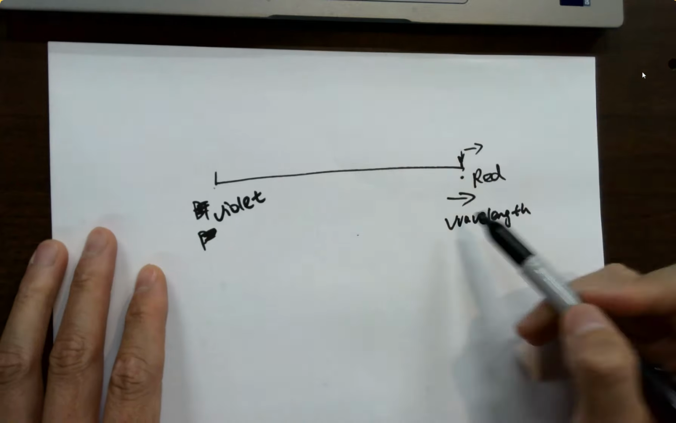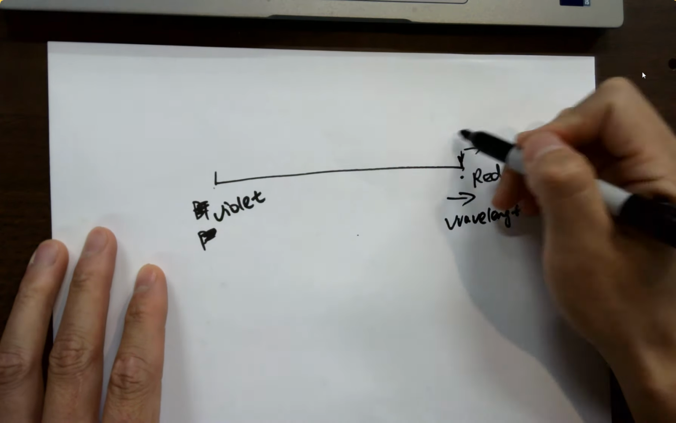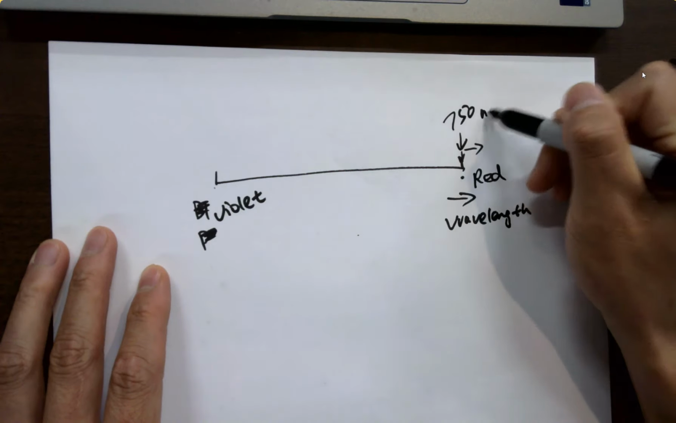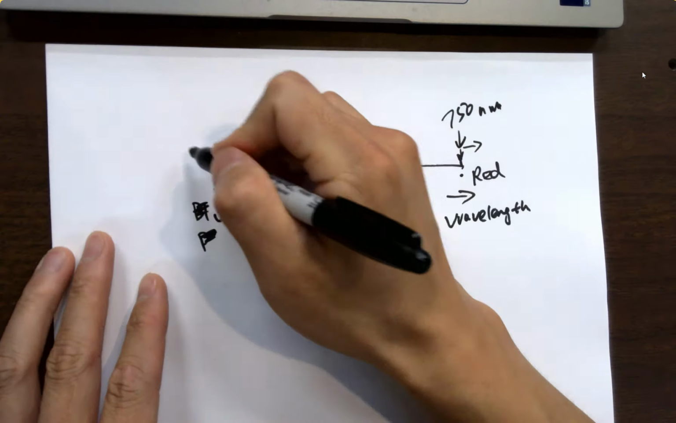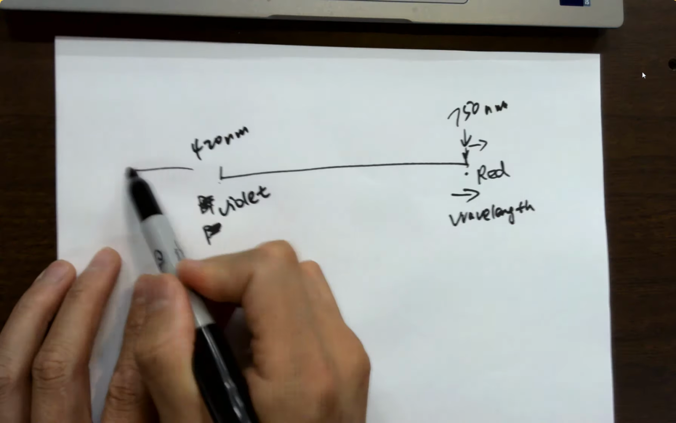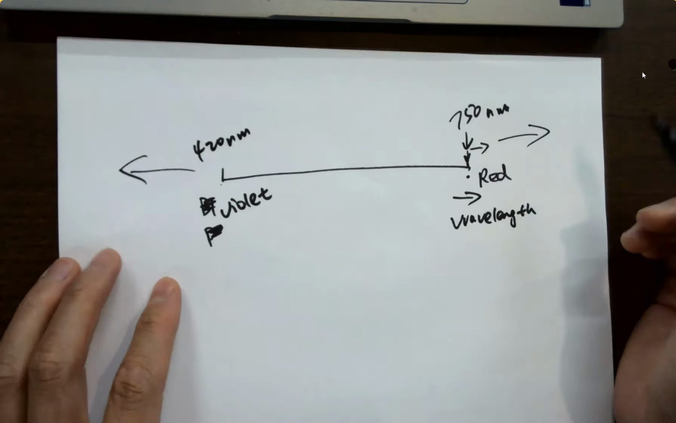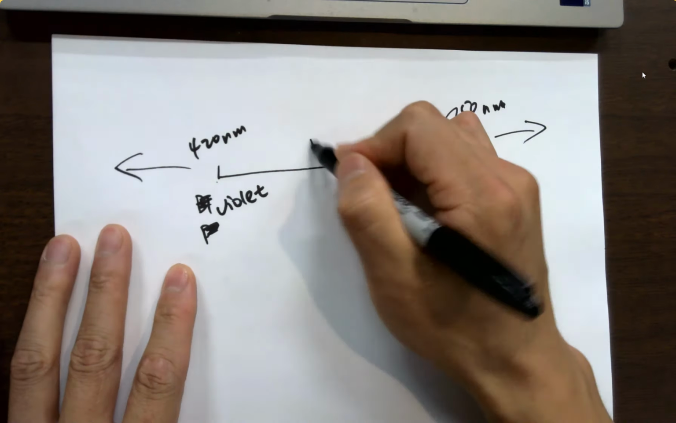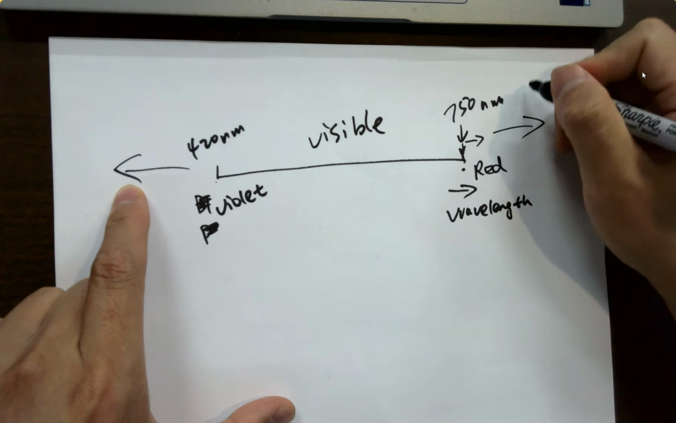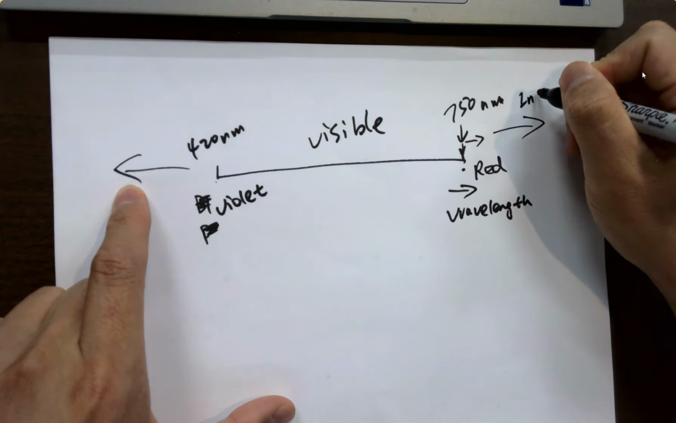0, 255, 0. Okay, so that's wavelengths, and usually here is roughly 750 nanometers. Here is usually like 420 nanometers. So in that range is called visible, and outside it is invisible. So this is visible, and these are not. And over here is called infrared.